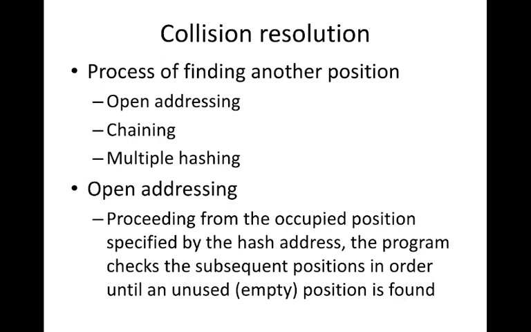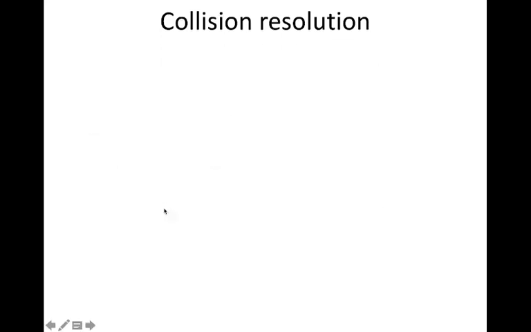If the second record is hashing to the same value like 172, it will not be stored there. It will traverse and check whether any subsequent position is vacant or unused. If some unused space is there, we will store the second 172 there. So this is known as open addressing.